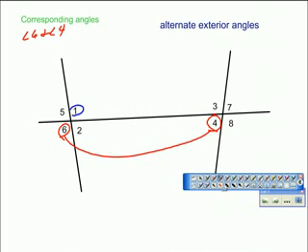All right, what corresponds to 1? 7. They're both above the transversal and to the right. Angle 1 and angle 7.